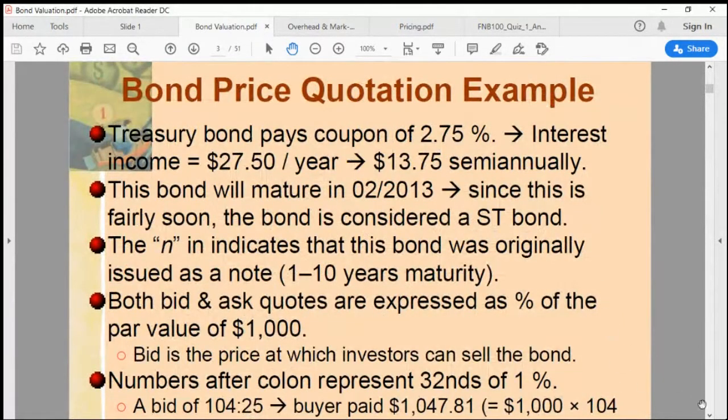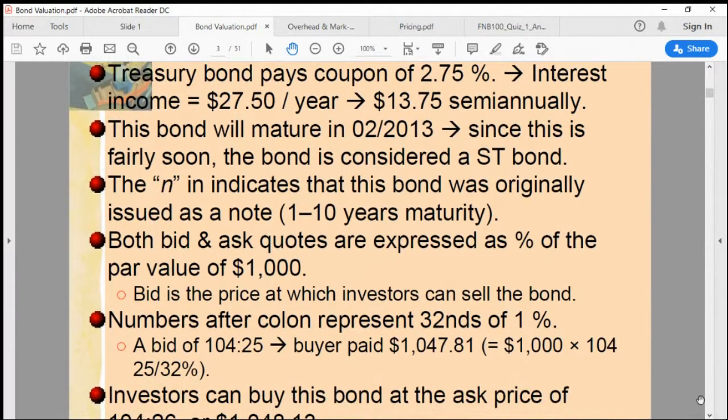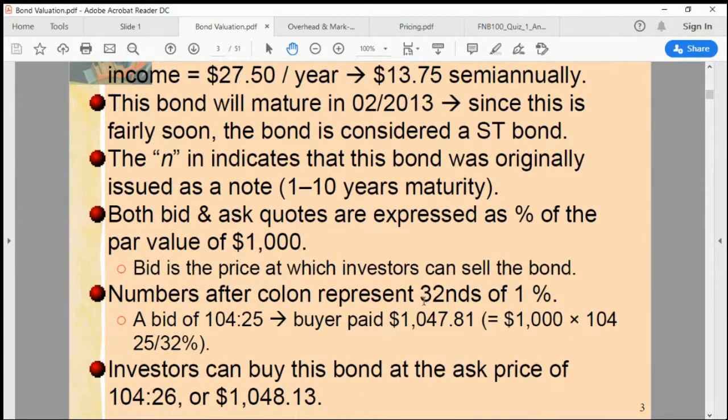Well, basically, the numbers after the colon represent thirty-seconds of 1%, right? So why thirty-seconds? Think of it this way. Okay, let me switch to the whiteboard.